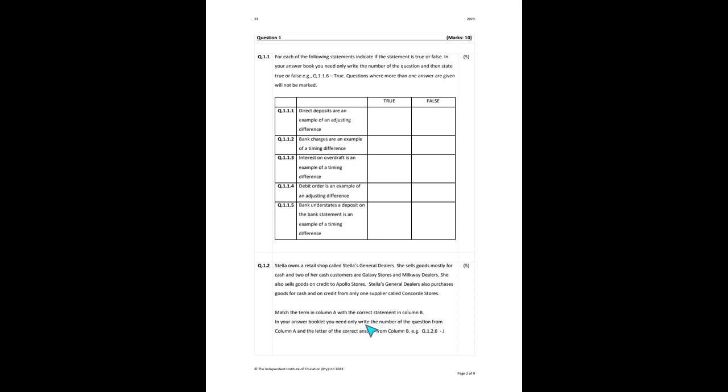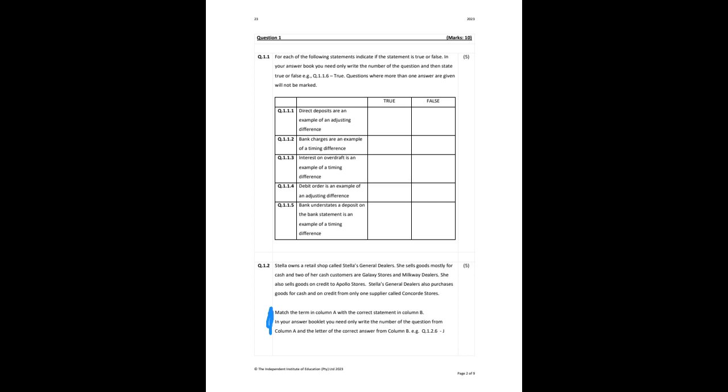So again, here are the instructions. Please read them very carefully. The instructions are important. In your answer booklet, you only write down the number of the question, so 1.2 point whatever, and then next to that, the letter of the correct answer from column B.